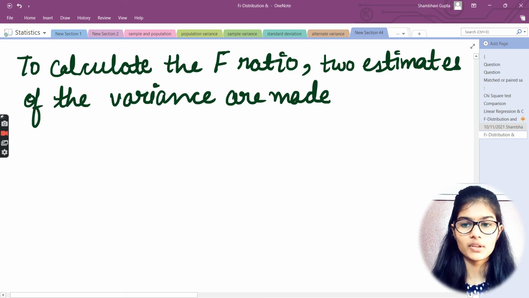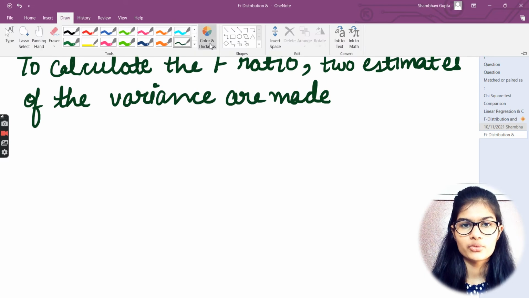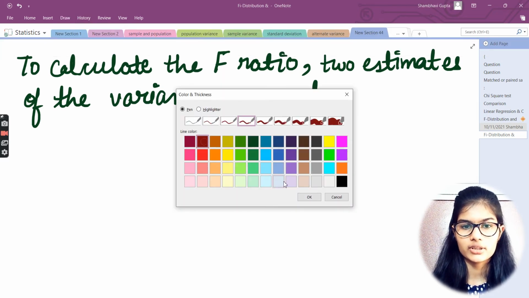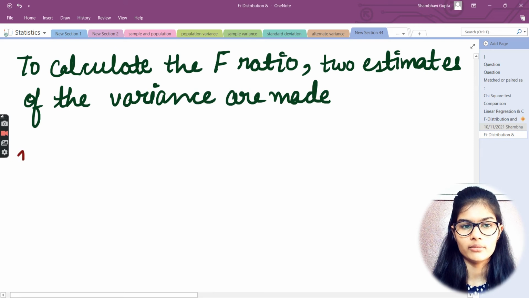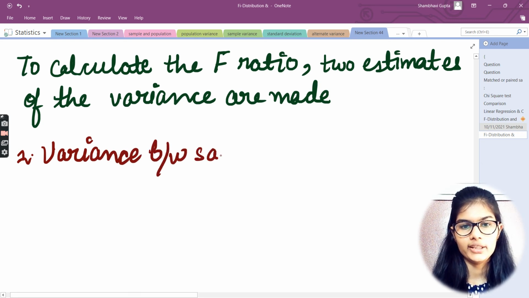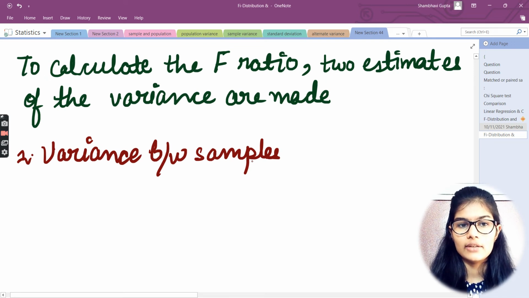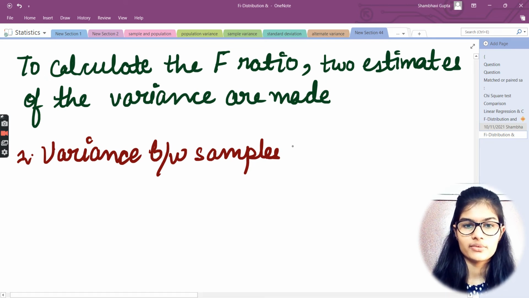Fine. Now, basically the first one we have is, number one, variance between the samples. Okay, the very first one which we have out here. Now we'll be discussing some things about the variance between the samples.